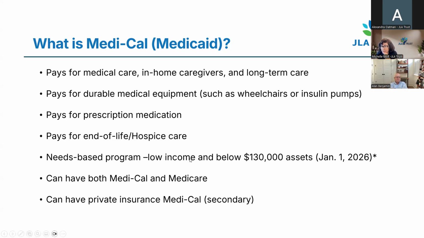Now, right now in the state of California, you have to be low income, below $1,600 a month in earned income. And right now, you have to be below $130,000 in assets. That may be changing in the next few months, and I'll show you on my next slide. You can have both Medi-Cal and Medicare. You can also have private insurance, like from an employer. Medi-Cal is always going to be secondary or tertiary because Medi-Cal has the lowest reimbursement rates to providers.